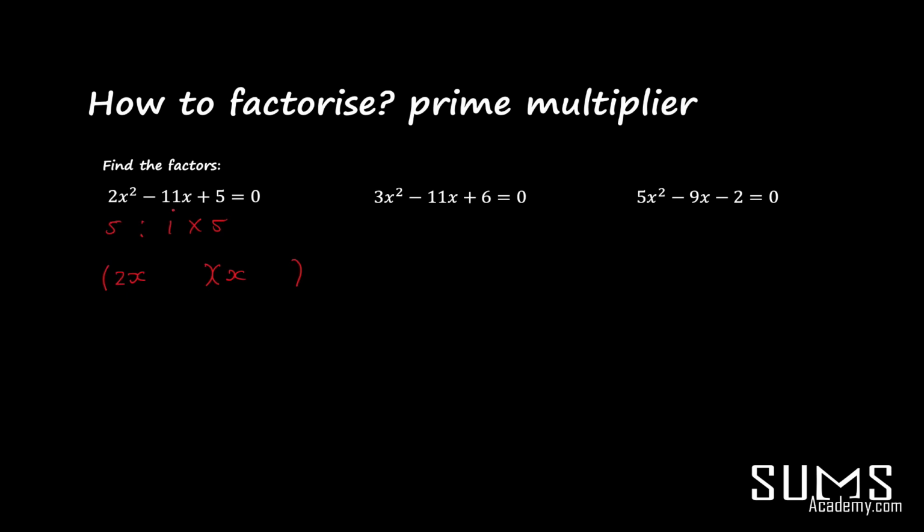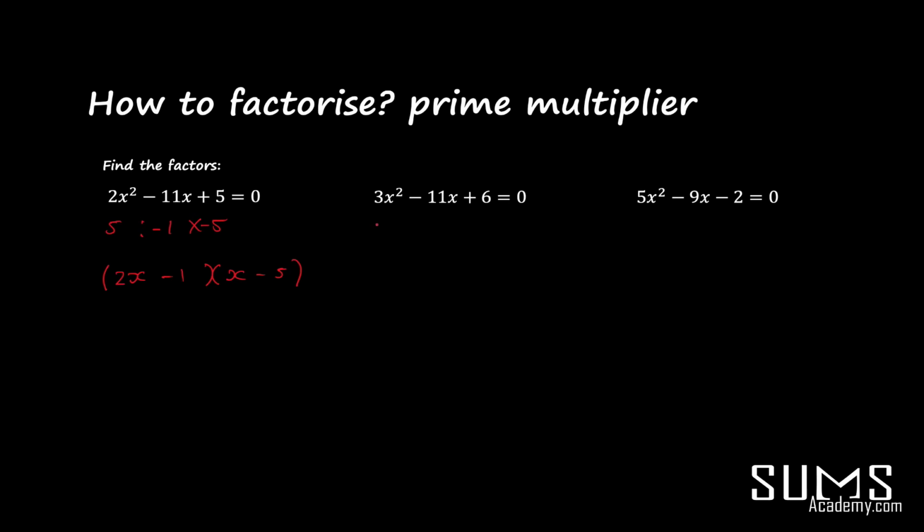Well, it's got to be negative 11, and this is positive 5. Remember that negative times a negative is a positive, so it looks like these are both going to be negative. So we put the negative 5 there and the negative 1 there. We have 2x times negative 5, which is negative 10x, then negative 1 times x, which is negative x, so that's negative 11x. Then negative 1 times negative 5 is positive 5. Okay, so these are our brackets here.